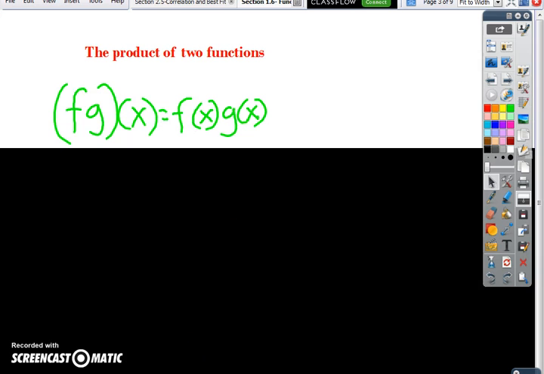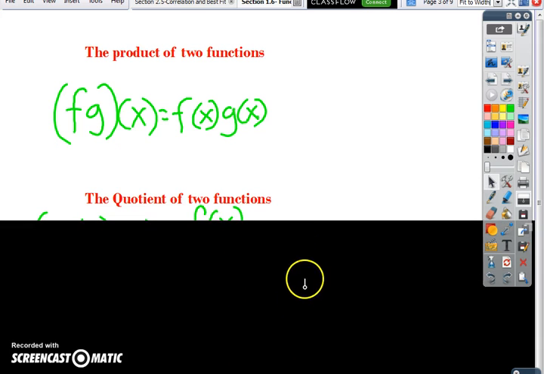Okay, next on the docket is the product of two functions. fg of x. That's just f of x times g of x. Notice there is no multiplication symbol in the middle there. It's just f and g right next to each other. Or you could see it like this. There is no multiplication symbol. You'll see why a little later.